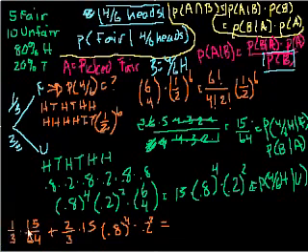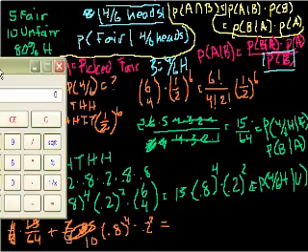Well, this will cancel out with this. It becomes 5 out of 64. That's easy enough. 2/3 times 15, that's 10. And now we just have to figure out what that is.